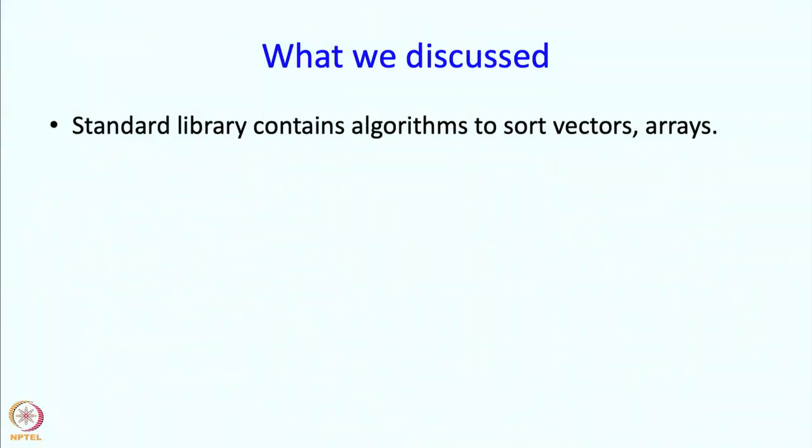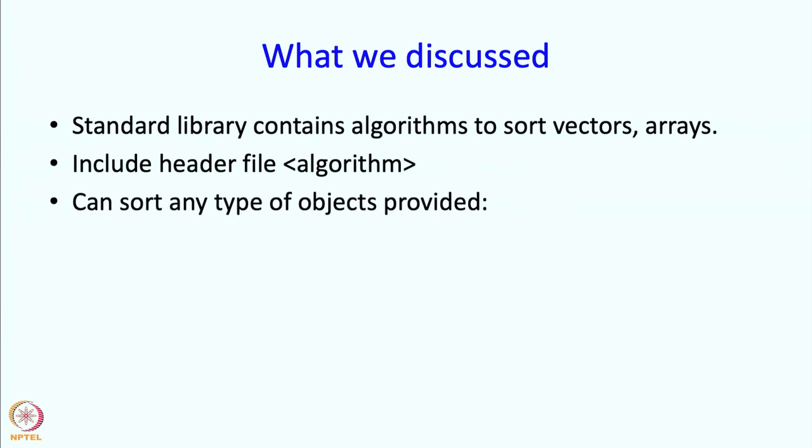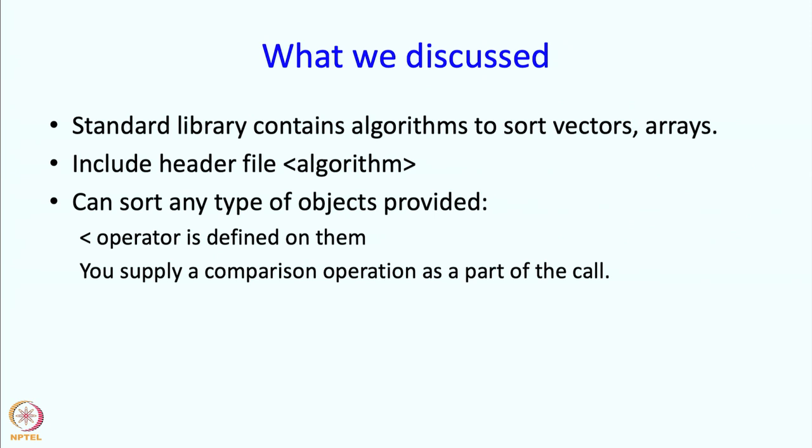So what have we discussed in this segment? The standard library contains algorithms to sort vectors and arrays. For this you need to include the header file algorithm, and it can sort any type of objects provided less than operator is defined on those objects, or you supply a comparison operation as a part of the call.